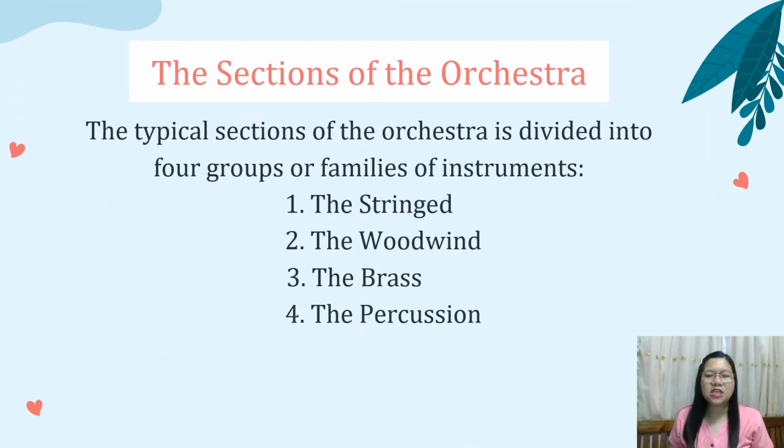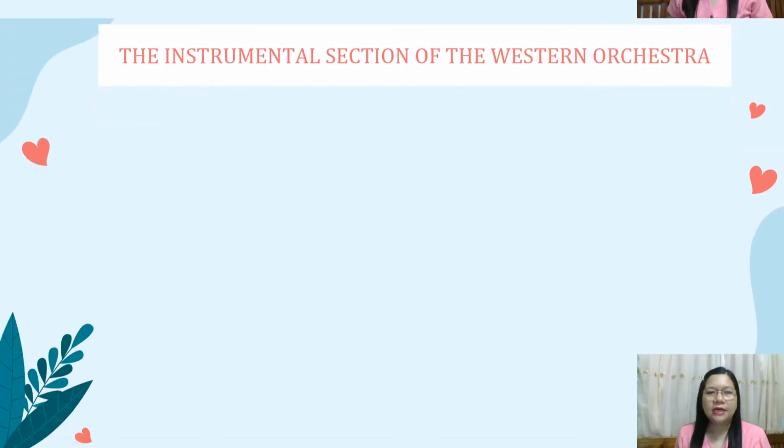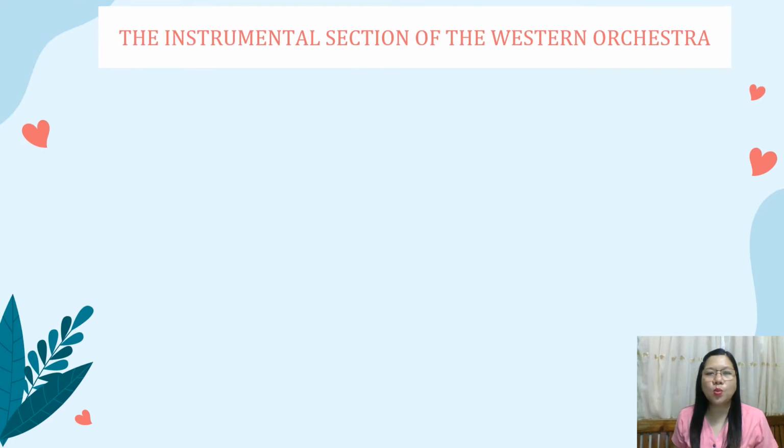The typical sections of the orchestra are divided into four groups or families of instruments. Number 1, the string. Number 2, the woodwind. Number 3, the brass. And number 4, the percussion. Let us study one by one the different sections of the Western orchestra. The first one is the string instruments.